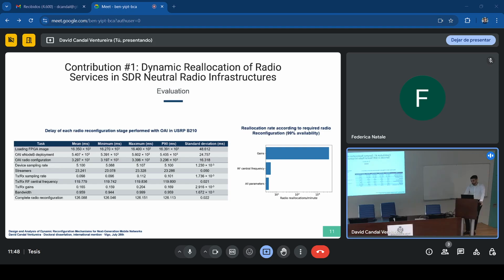This is much more computationally expensive than configuring the SDR with the appropriate bandwidth and central frequency, but by reducing the downtime, we also increase the dynamism of the infrastructure.